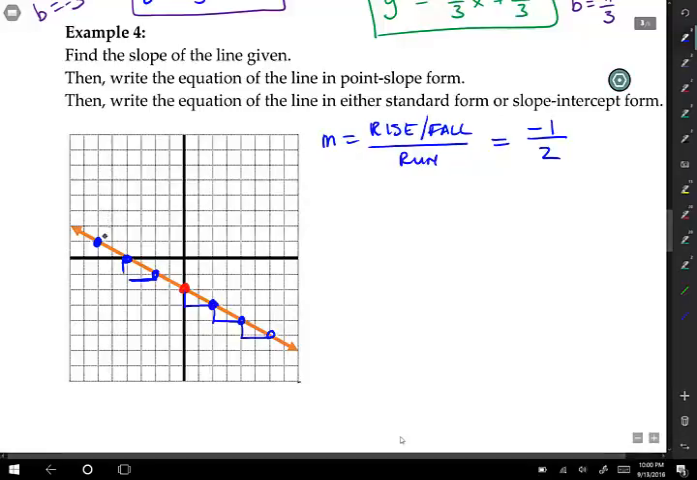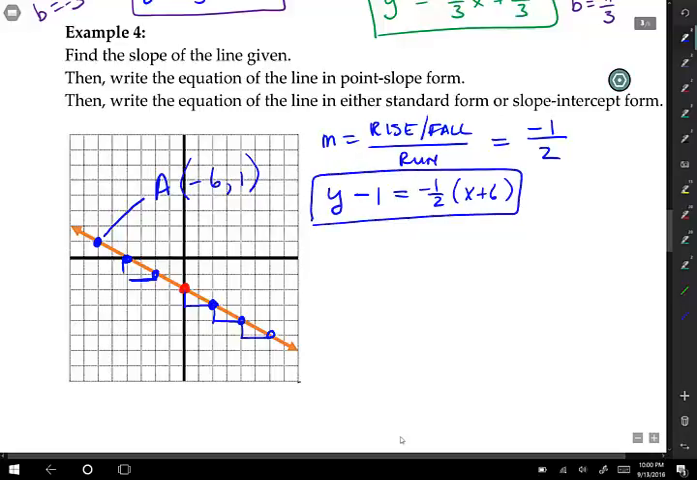Now, I'm just going to pick this point here. I'm going to call it point A, and that's 1, 2, 3, 4, 5, 6, so negative 6, comma 1. And I'm going to use that as my point. So here we go: y minus 1 equals negative 1/2 times x plus 6. There we go. That quickly we have point-slope form.